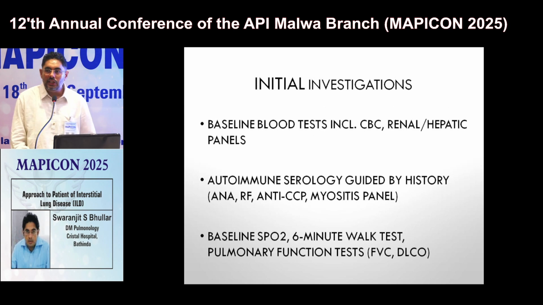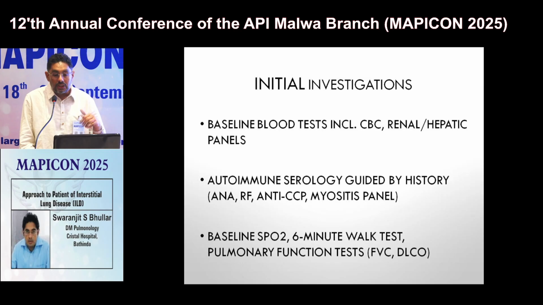Now coming to the initial investigations, the most important investigations are CBC, we all know, renal and hepatic panels, and autoimmune serology like ANA. ANA should always be done by immunofluorescence and not by ELISA. That is the recommended thing. And if ANA is positive, it should be followed by an ENA profile where all the antigens should be worked upon, and even a myositis panel should also be asked for. Then anti-CCP and RA factor for ruling out rheumatoid arthritis.